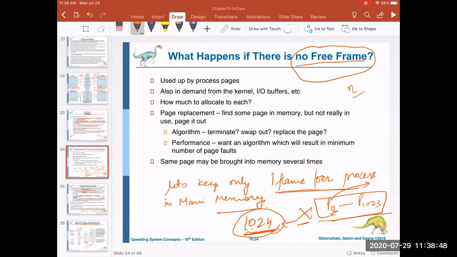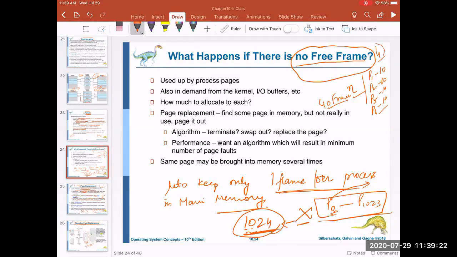Let us suppose, in the example I was taking, we have 40 frames, and out of these 40 frames we want to run four processes, each with 10 pages. So each one has a requirement of 10 pages. We can easily fit the full processes into the RAM because each requires 10 pages: 10, 10, 10, 10. So the multi-programming index is, let us suppose, 4.